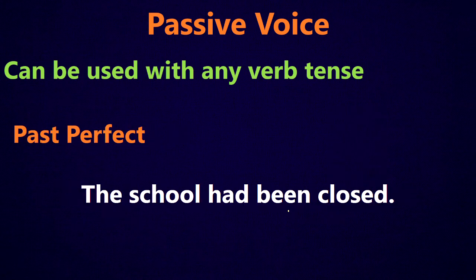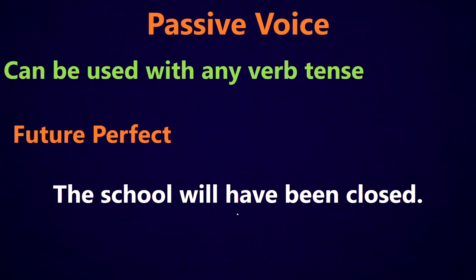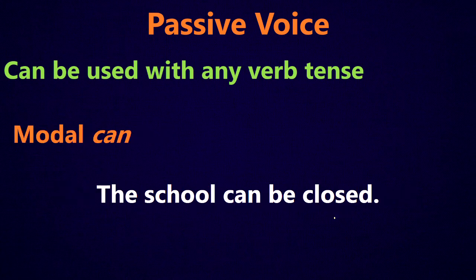The school had been closed, past perfect. The school has been closed, present perfect. The school will have been closed, future perfect. Ooh, that's a tricky one.